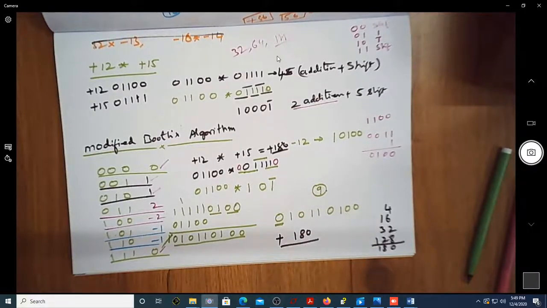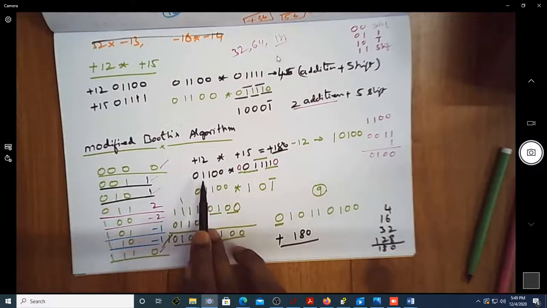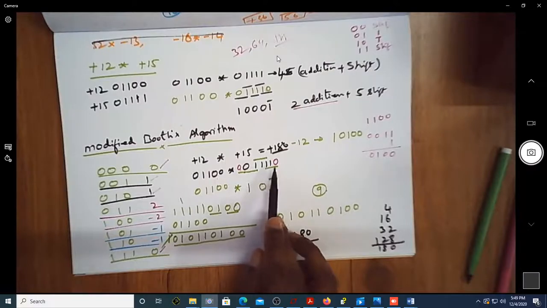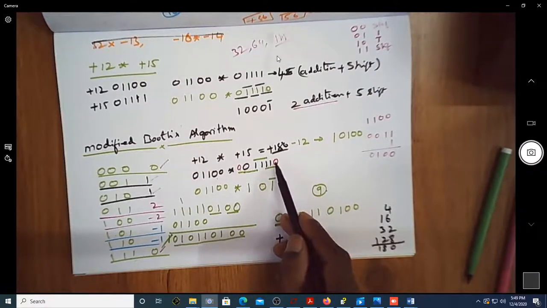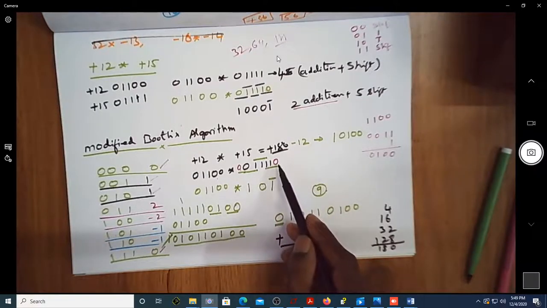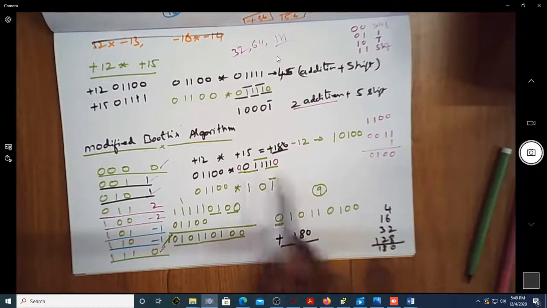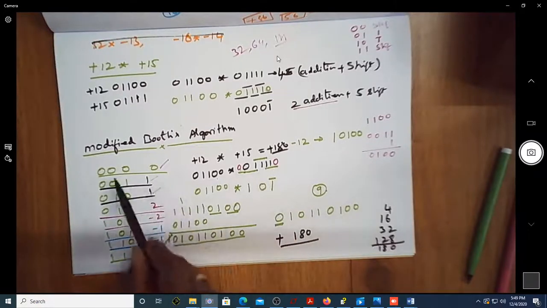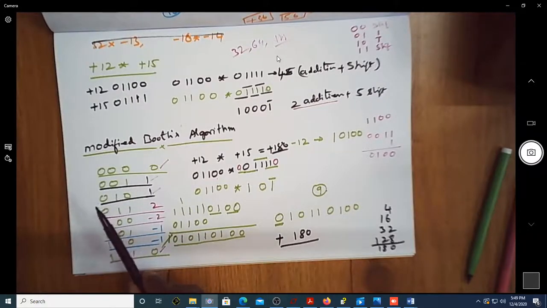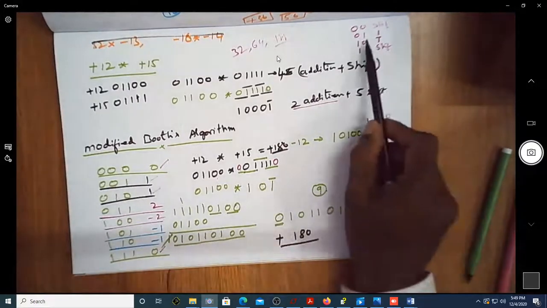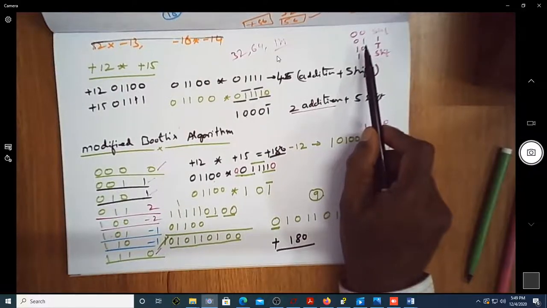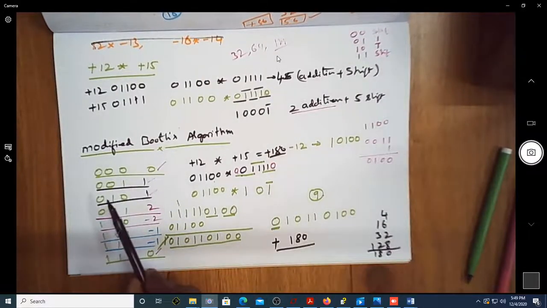Basically what we are trying to do here is we wrote the signed numbers of 12 and 15, then we appended a 0 to the right side of the multiplier. Of course, this table is fixed for any modified Booth's algorithm, as we have it as the table for the Booth's algorithm. So this is the table now.